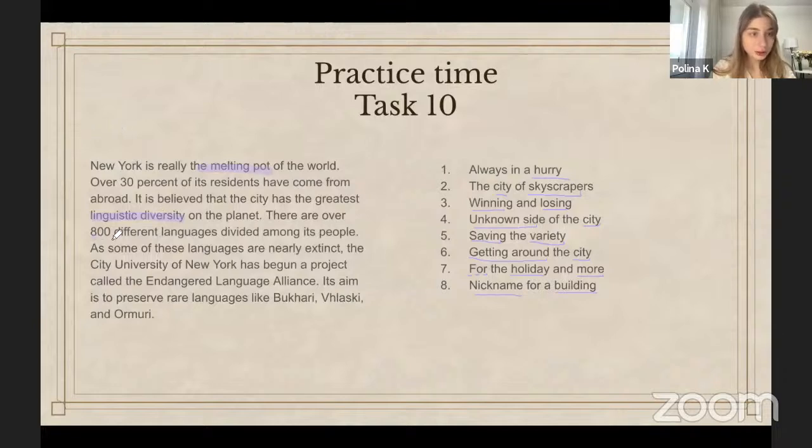So, okay, 800 different languages, I guess we could say, yeah, because we talk about variety here and saving it. So saving stands for preserve, yeah, you've also highlighted that. Then also some languages are nearly extinct, yeah, so we have to save them. Alrighty, brilliant logic. You have followed the strategy, and I hope you found it useful.